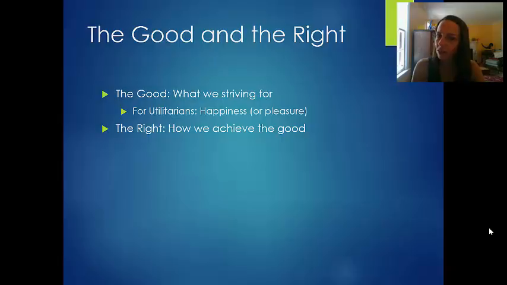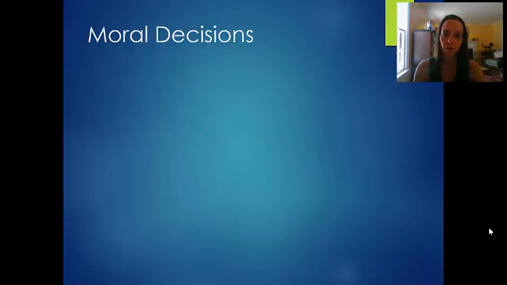So on the face of it, utilitarianism may look a little similar to egoism because it looks like we're supposed to do what makes us happy. However, with utilitarianism, we're supposed to look beyond our own happiness and consider the happiness of others as well. So this is not a selfish theory. It's a theory that requires us in actuality to think about the happiness of others.